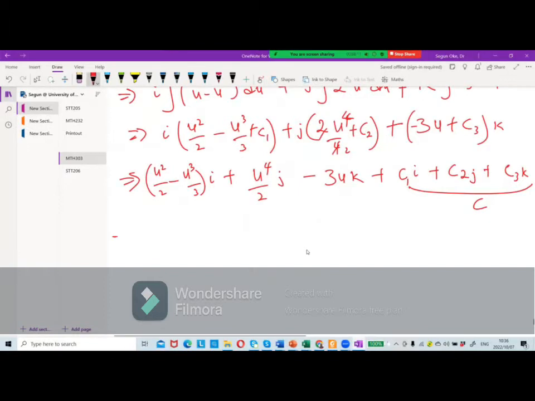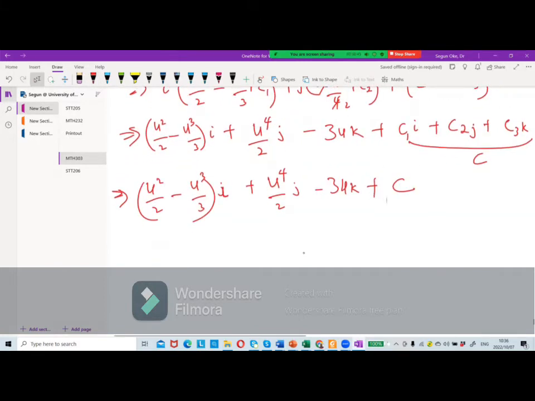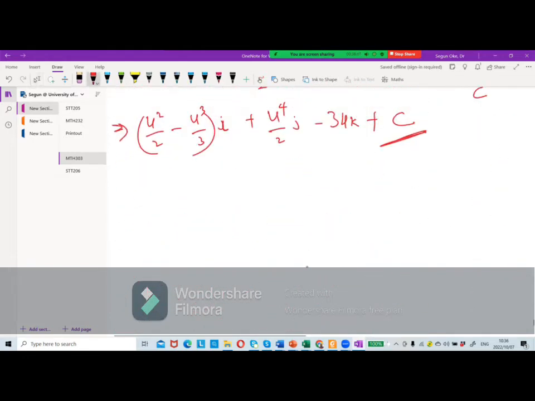Now we can go ahead and write it off as u squared over 2 minus u cubed over 3, i, plus u to the 4 over 2, j, minus 3u k, plus C, where C is a constant vector. We all know that. That's what they asked you to solve in question 1A. Now question B.